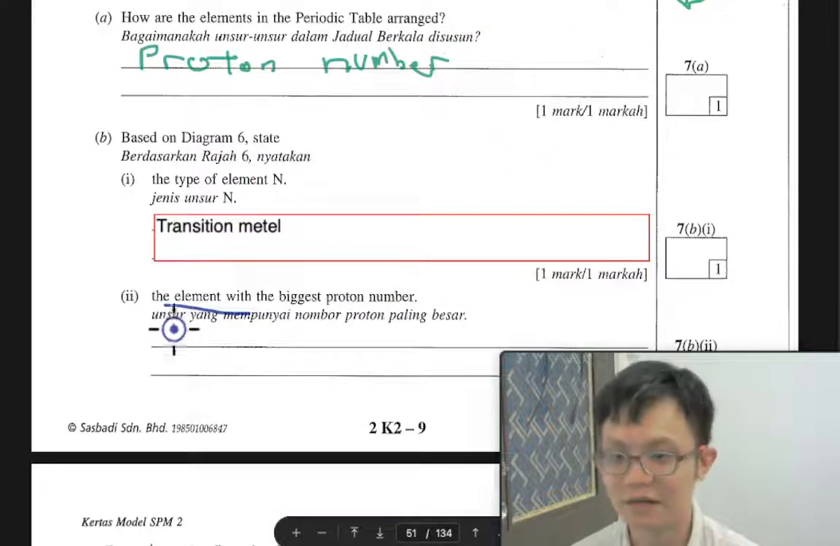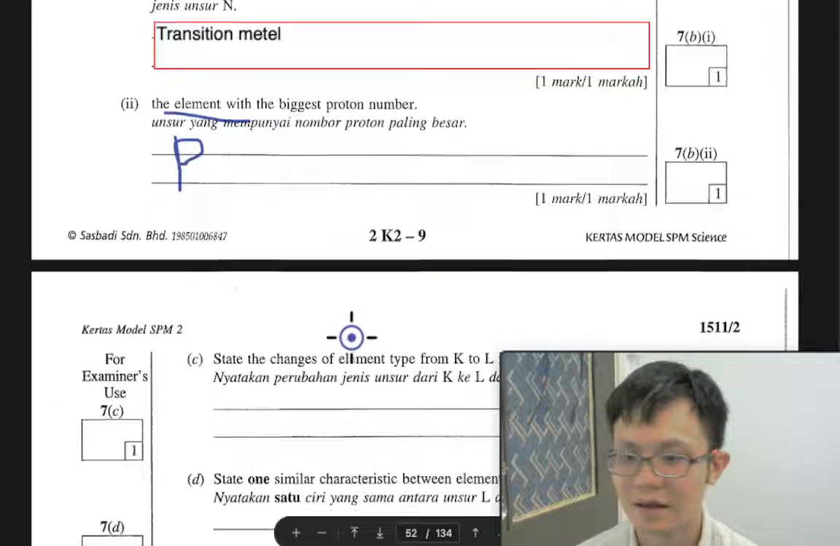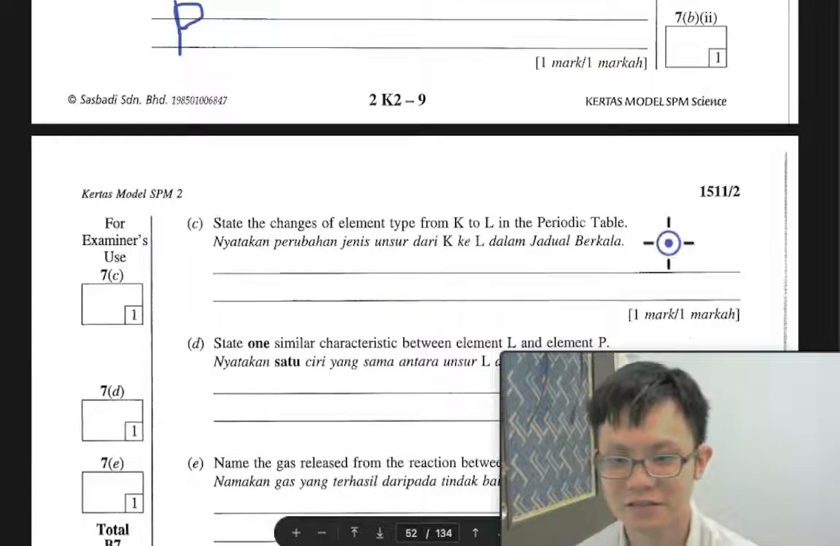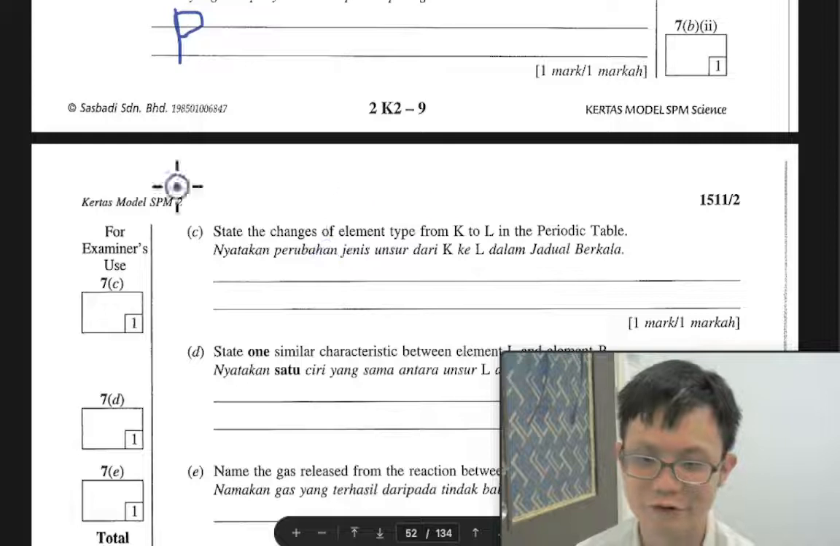Easy question. If you get this one wrong, it means nothing. Speechless. I mean, never mind, you try your best.